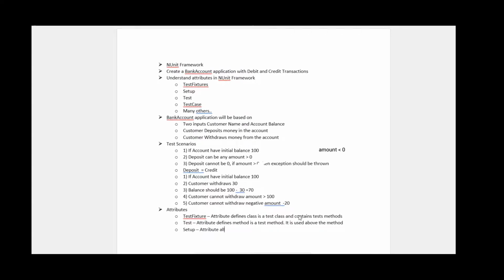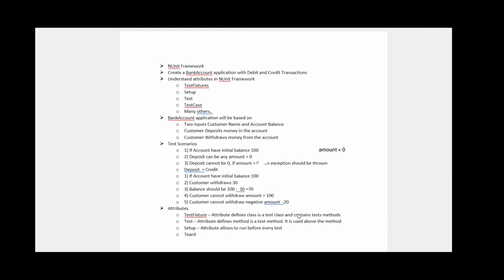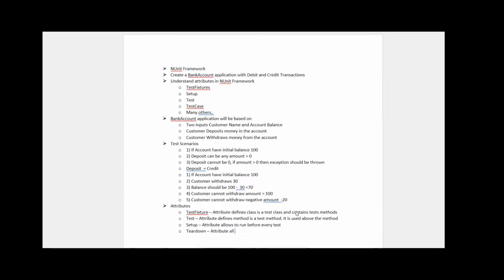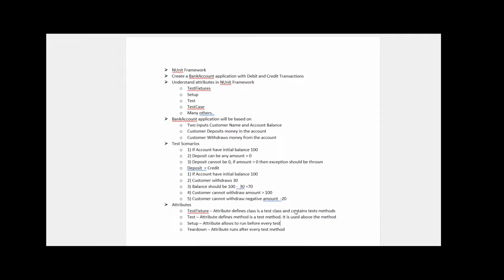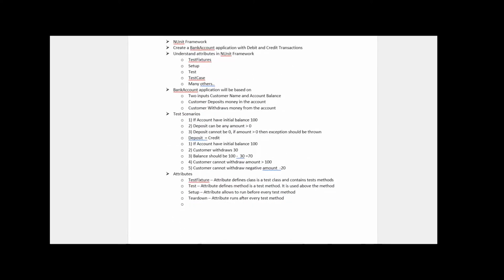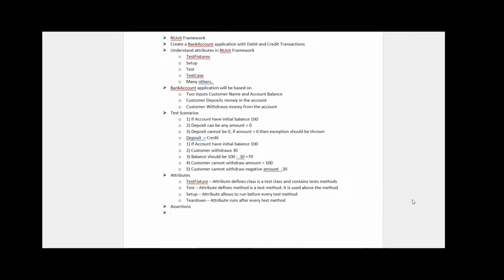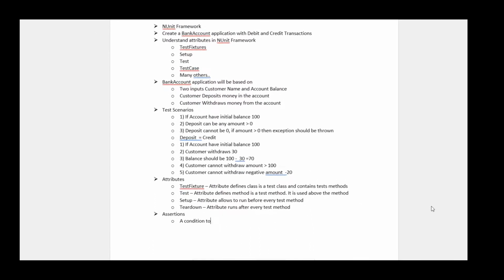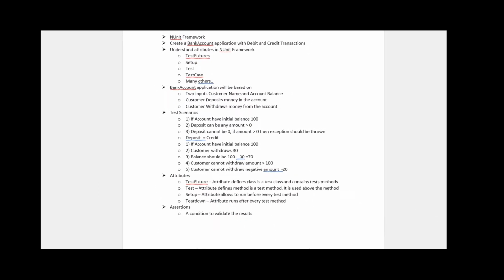Now, setup is another attribute. Once it is defined on top of any method, that means that method will run before every test method. Tear down is another attribute which allows a method to run after every test method. The assertions are a way to validate the conditions that have been put in the test and in the methods.